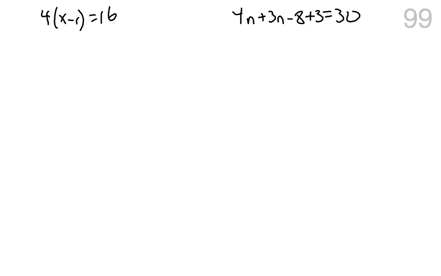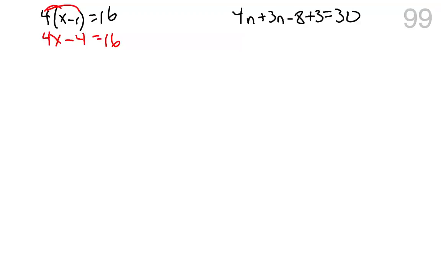Now, question letter A. 4 times (x minus 1) equals 16. Letter B. 4n plus 3n minus 8 plus 3 equals 30. So those are the first 2 questions from the quiz, and we're going to go over both of those. The first one, we have to distribute the 4. As soon as I see a number outside parentheses, I always distribute first. Rach, you with me here? Okay. What's 4 times x, everybody? 4x. What's 4 times negative 1? Negative 4. So 4x minus 4 equals 16.